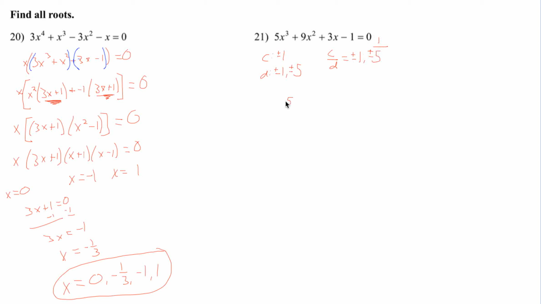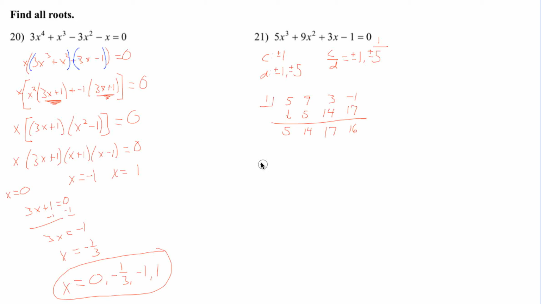We list our coefficients, 5, 9, 3, and negative 1. Don't forget negatives when they're in there. Let's go ahead and start with 1. So remember what we do is we bring down the 5. 5 times 1 is 5. 9 plus 5 is 14. One times 14 is 14. Add those together and you get 17. This is not going to work. 1 times 17 is 17. And we get 20. So 1 doesn't work.